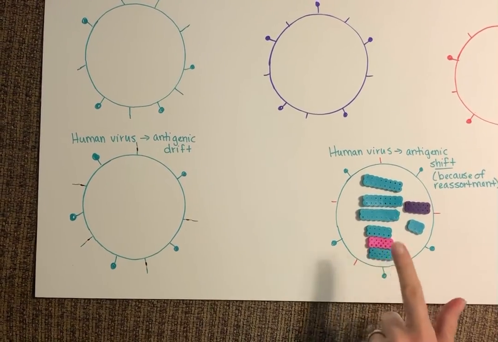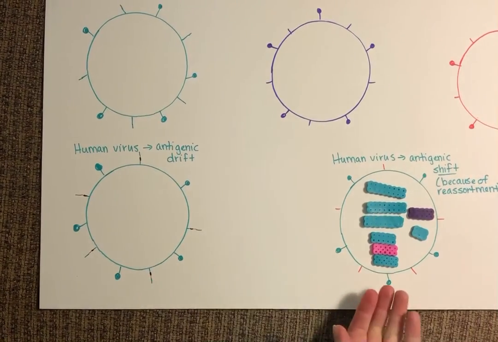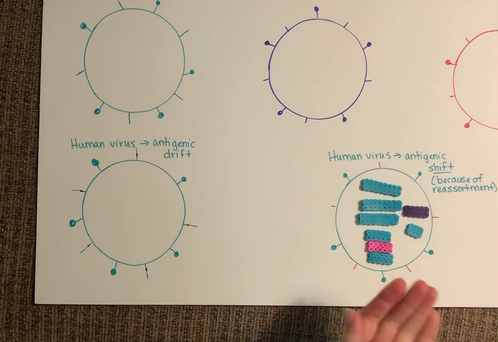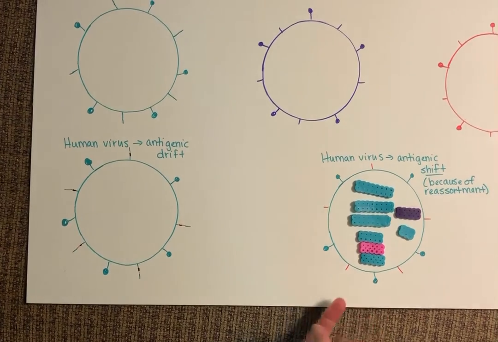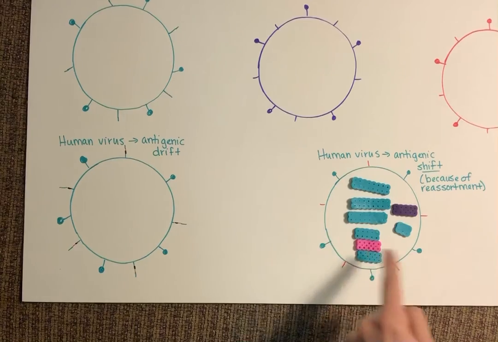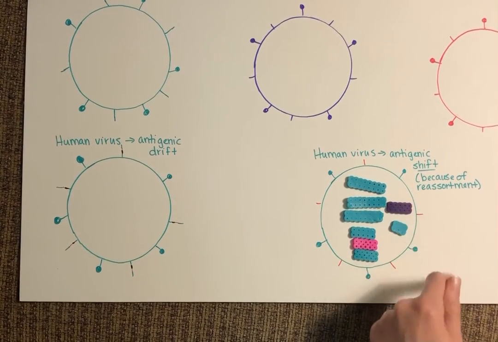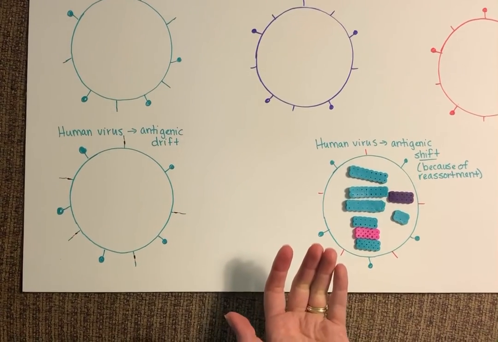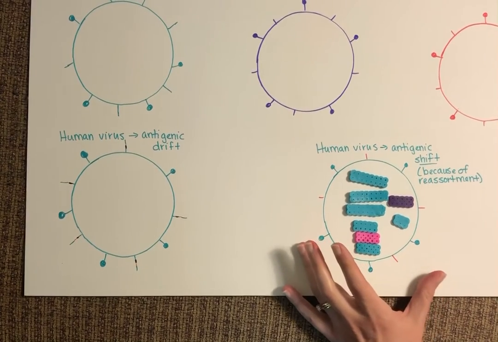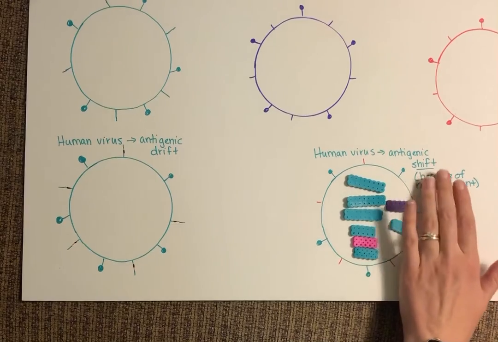And depending on which pieces you pick up, in this case, what you end up with is something very much like what is thought to have happened in 1918 or in 2009 with H1N1 viruses. We now have a virus that is fully capable of infecting humans, but now has a surface protein and possibly some other elements that we have never seen before in terms of human infection. And so nobody has immunity. This is a brand new strain of the influenza virus. So this is called antigenic shift.